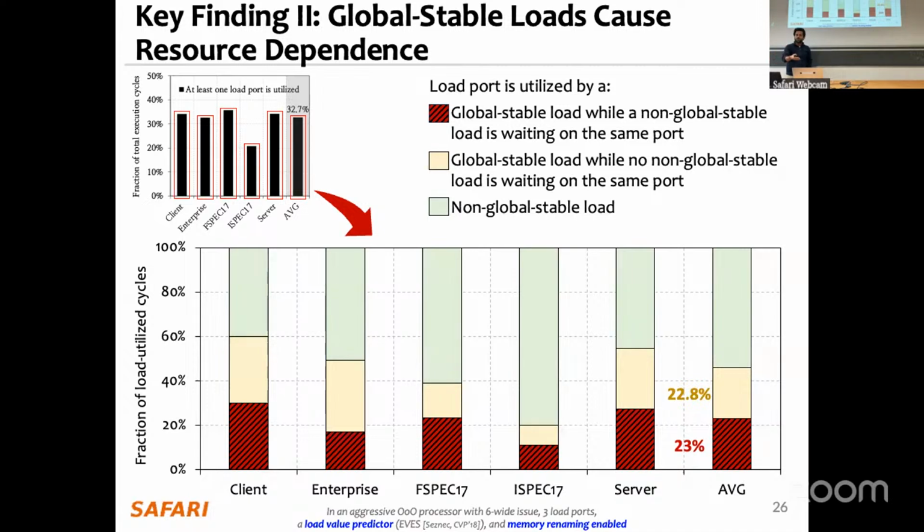And then the rest, most of it, is where the port is actually utilized by a non-global stable load, meaning that they are getting used for doing some meaningful work, and life is good. So what we are seeing here is that these two classes are problematic, because somebody is utilizing the port, which should not be that hard to predict, but then the good or the needy loads are still waiting on that same port. So that's where the source of the inefficiency comes from.